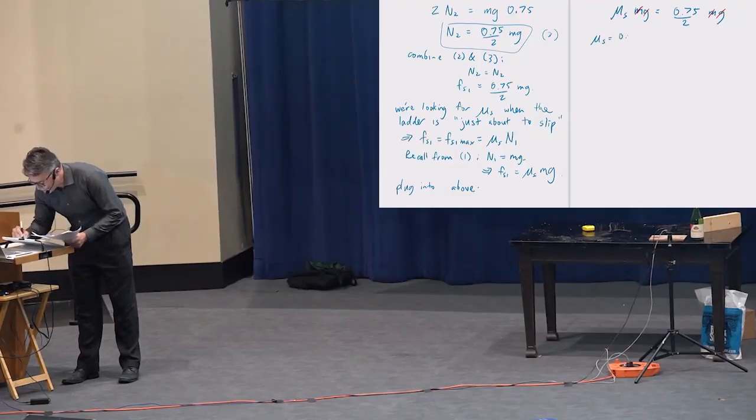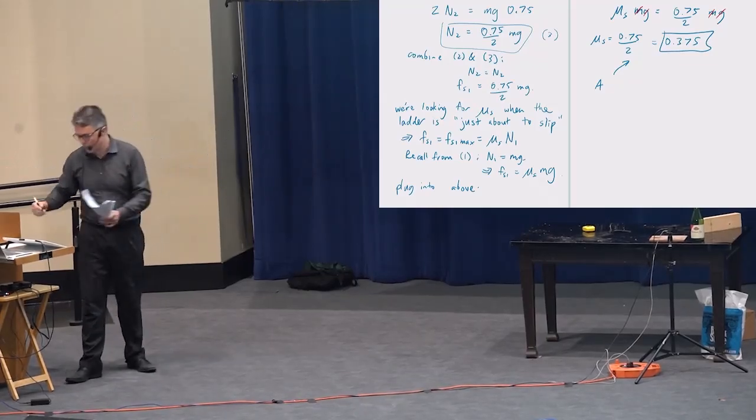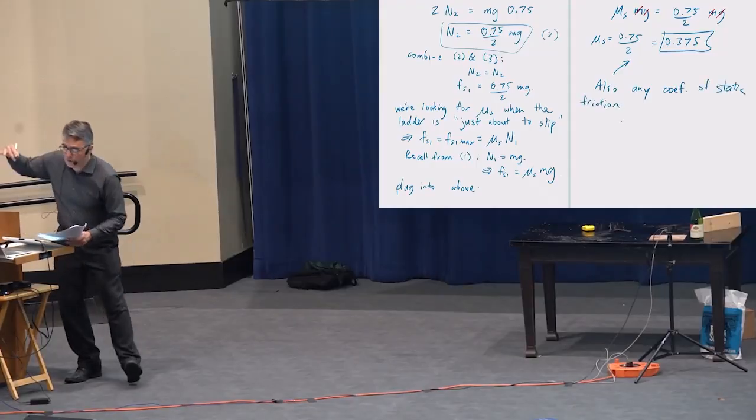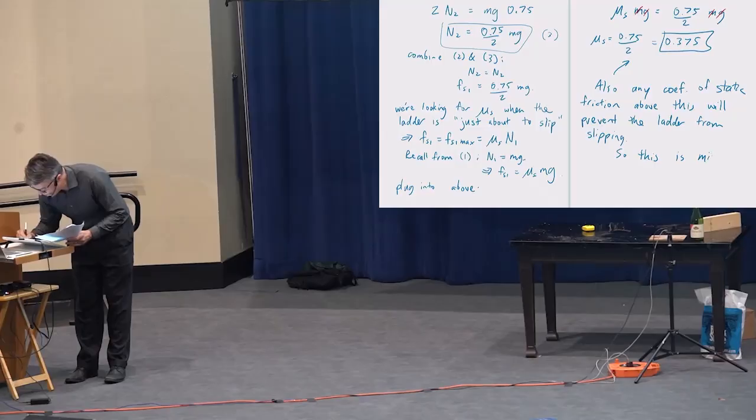Mu sub s is 0.75 divided by 2. Probably meters over meters if you kept everything in SI units. Anyways, it's 0.375. So there's your answer. I would say that also any coefficient of static friction that's greater than this would still keep the ladder in equilibrium, right? So it's a minimum. Less than that, then it would slip out, and you wouldn't be able to lean the ladder like that above. And this is before anyone's even climbed on it. So I would say this is the minimum mu sub s.